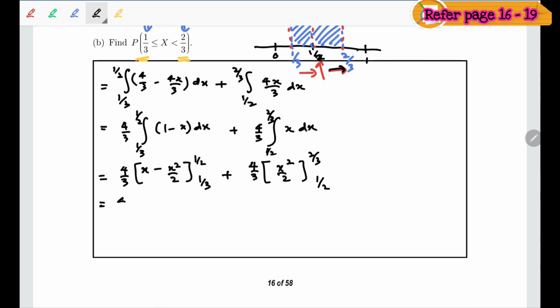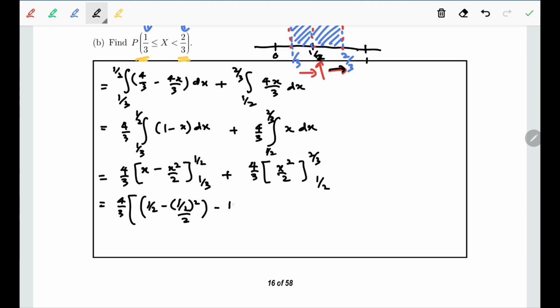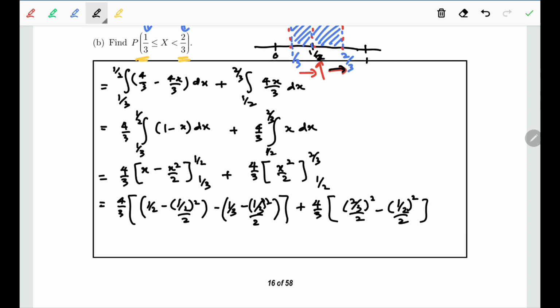You just need to substitute every single limit that we have here. So substitute 1/2 minus 1/2 squared over 2, minus 1/3 minus 1/3 squared over 2. We have to put the bracket here. And then plus 4/3, substitute 2/3 squared over 2 minus 1/2 squared over 2. Right, substitute and calculate. You just put it inside the calculator. So at the end, you will get 7/27.